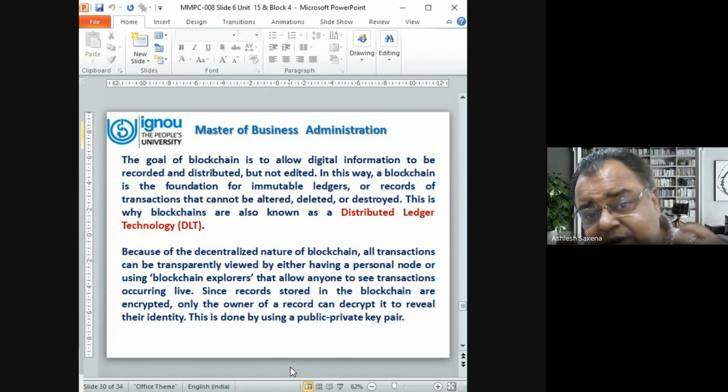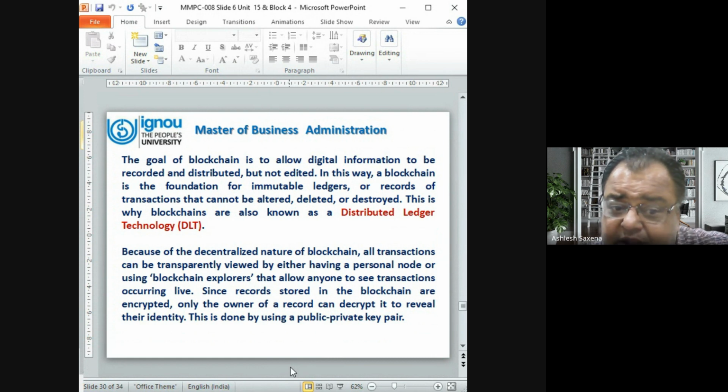Earlier, people were using it, but they were not aware of it. Now, people are using it and they are partly aware of it. As I was saying, since records stored in the blockchain are encrypted, only the owner of the record can decrypt it to reveal their identity. This is done by using a public-private key pair.